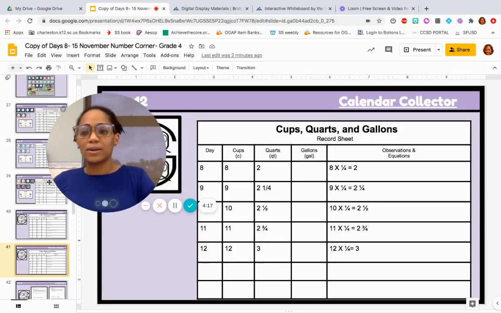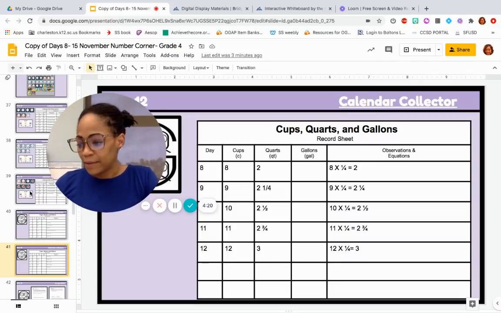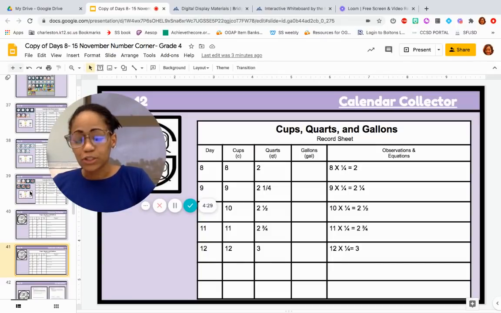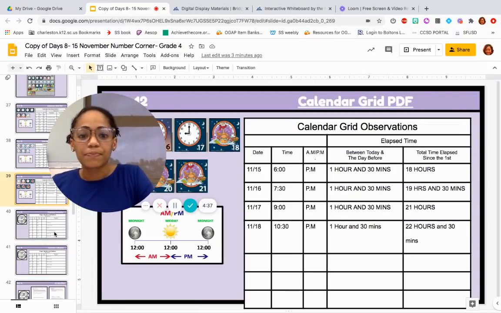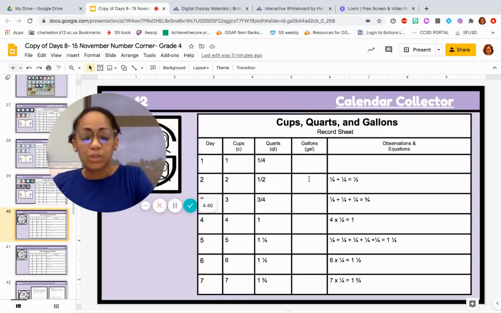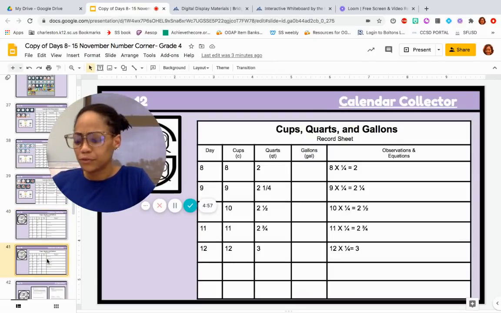I could go up here, and if I were to tell you that there are 16 cups in 1 gallon, then I could go here and I could fill in 1/16 of a gallon, 2/16, 3/16, 4/16, 5/16, and hopefully you notice that the day that it is the same as the numerator that's going in our gallon column. So I could do that, but I'm going to hold off for now.